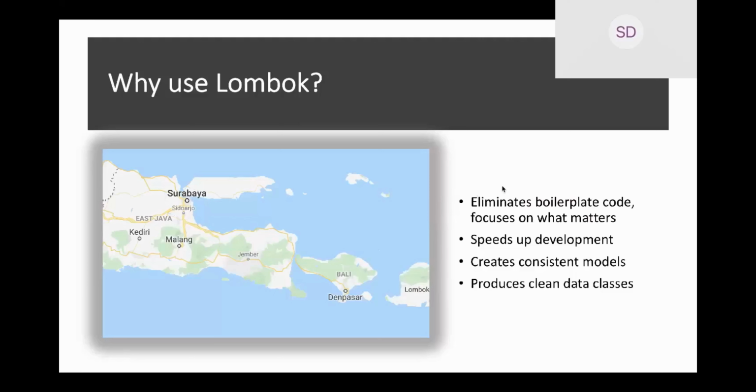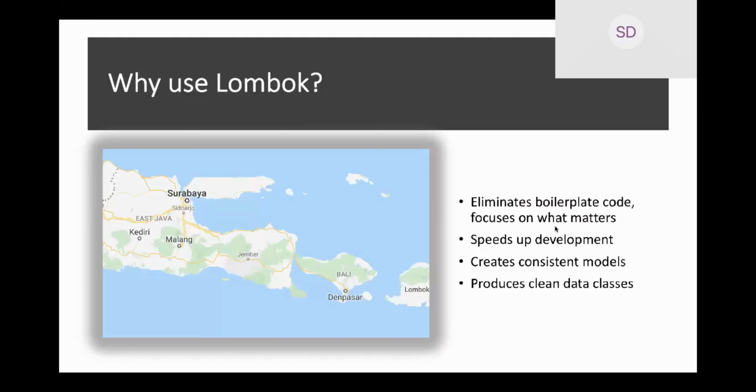It eliminates boilerplate code and focuses on what really matters. If you have some custom methods in your data classes, those really stand out now. If you need to add any other methods to do anything on your model, you don't have to dig around for them. You can see they're right there, and it ignores all the auto-generated things that you normally put. So it speeds up development because of that.